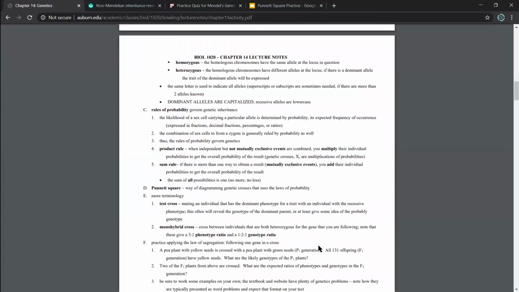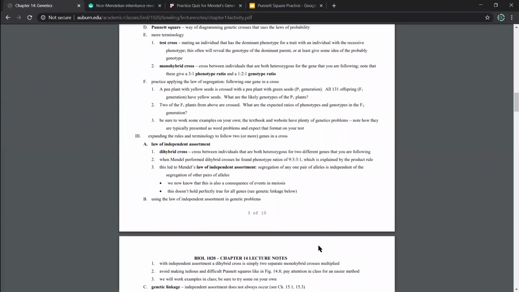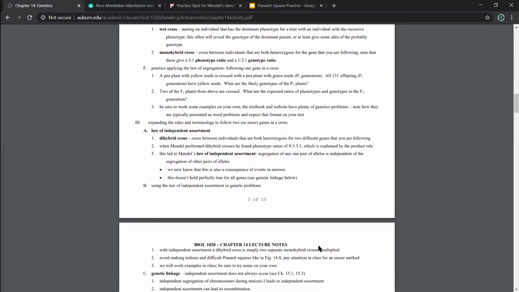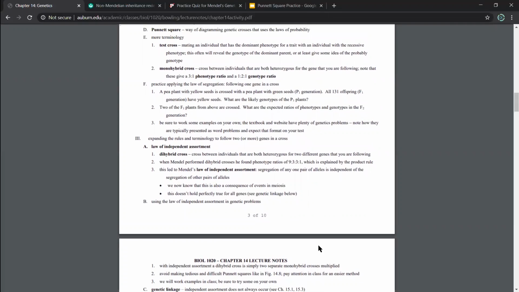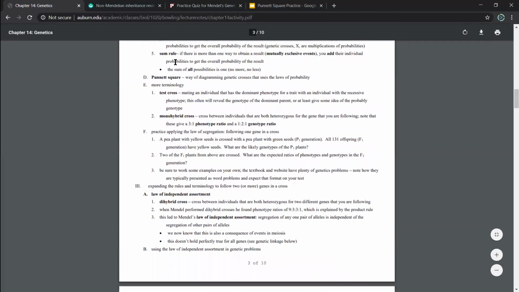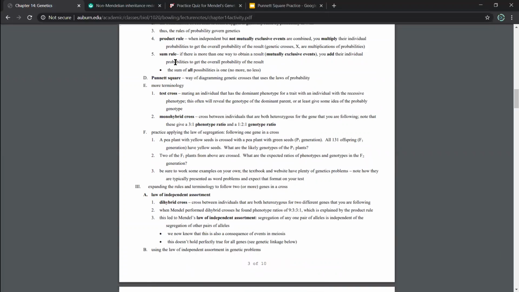You guys don't really need to know about probability because we don't go that deep. But okay, Punnett squares. Punnett squares are pretty much the key to Mendelian genetics, and you're going to do a lot of problems with Punnett squares. So we're going to go over those and do a bunch of problems.